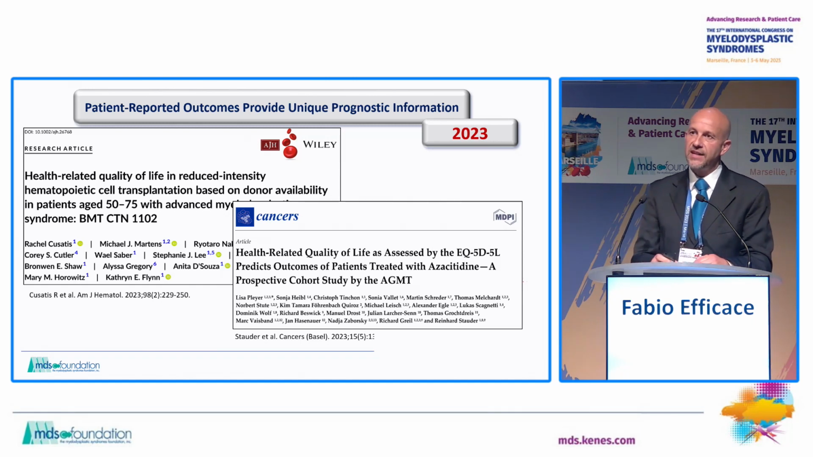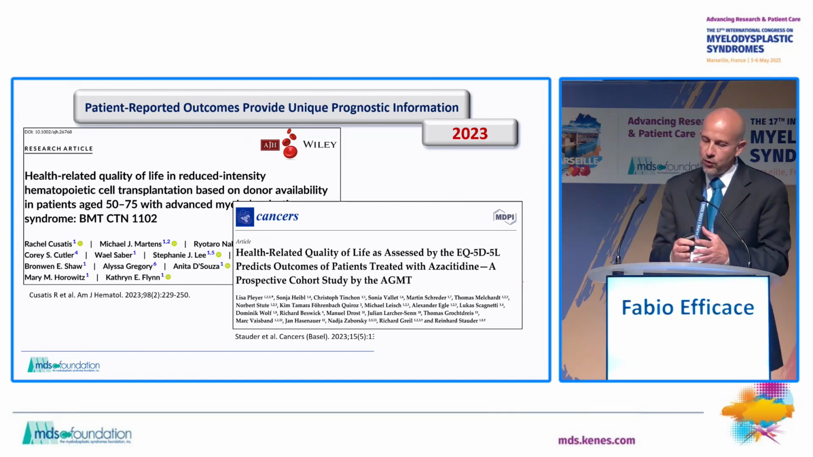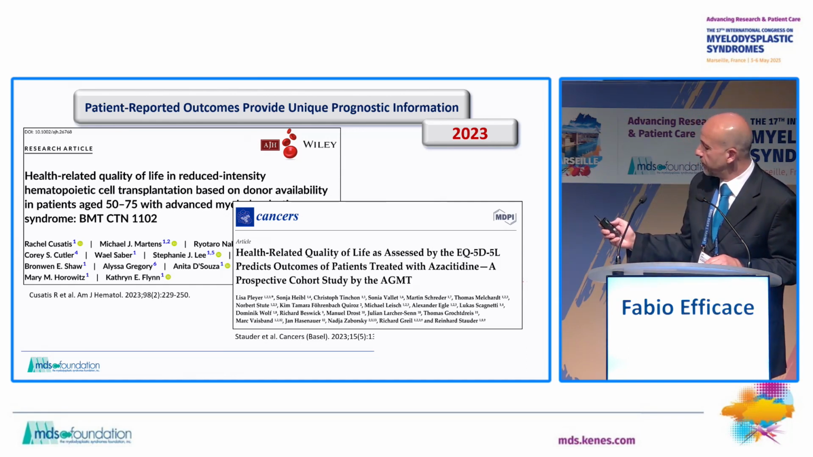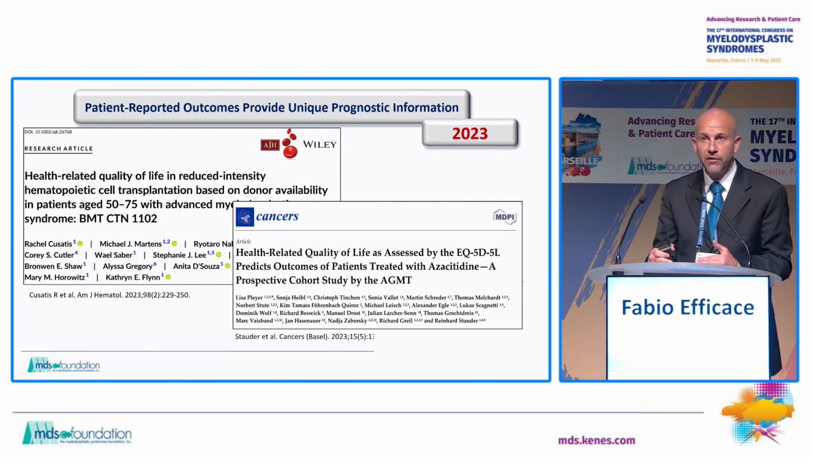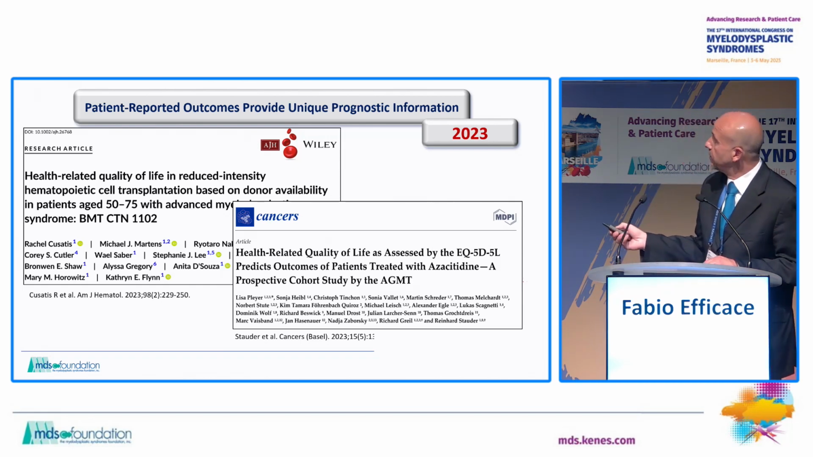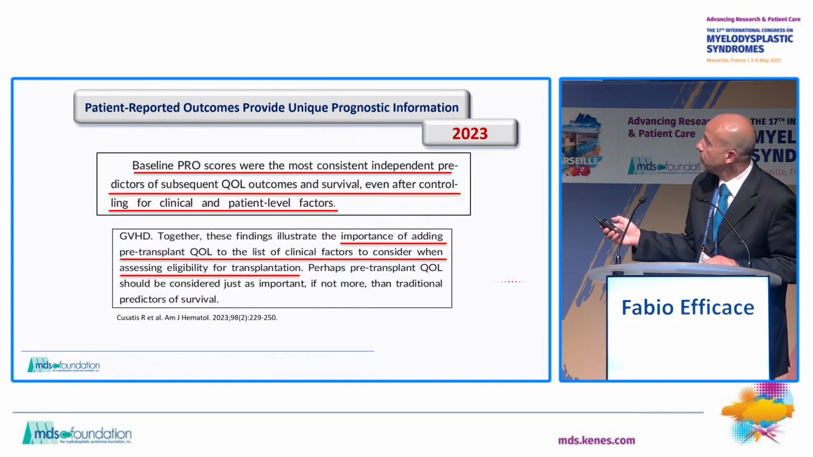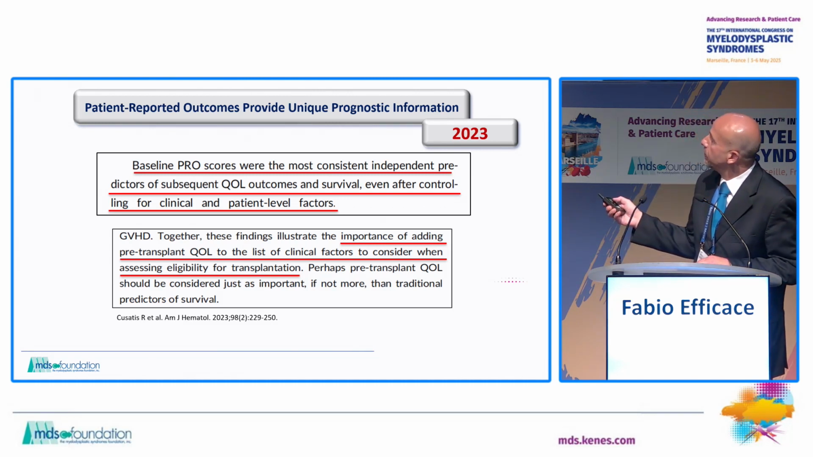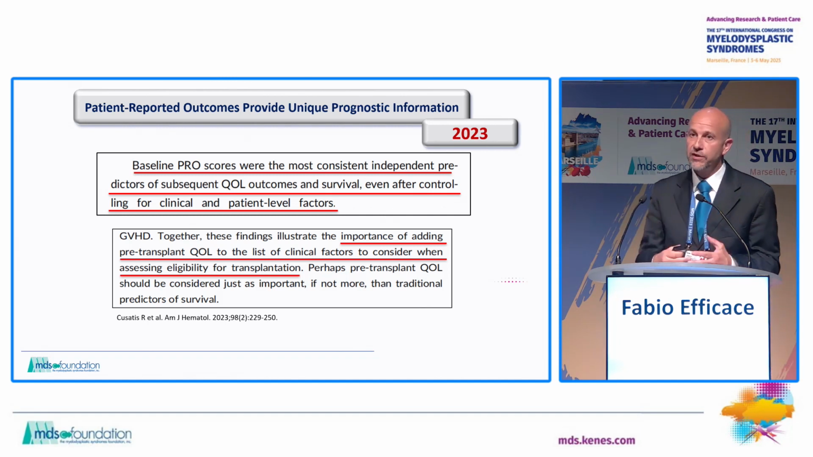In this study, the authors mainly look at the quality of life trajectory in MDS patients who underwent transplantation. Among different analyses, they were also looking at the prognostic value of pre-transplant quality of life for survival outcomes. This is what the authors concluded: the baseline PRO score was a very important predictor of survival in this group. They also concluded on the importance of adding pre-transplantation quality of life, to be considered among the eligibility criteria for transplantation.